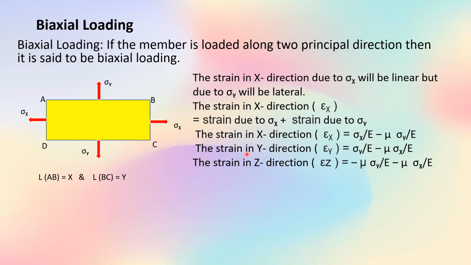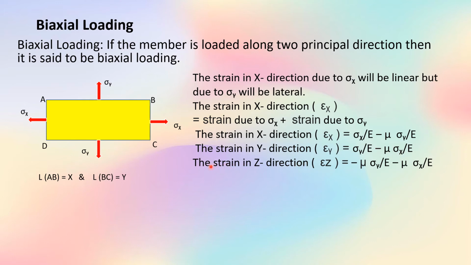Similarly, the total strain in y direction, epsilon y, will be: strain due to sigma y will be linear, and strain due to sigma x will become lateral. So linear strain is sigma y upon E, and sigma x will become lateral, so it will be minus mu into sigma x upon E. When we add minus mu, it becomes a lateral strain.